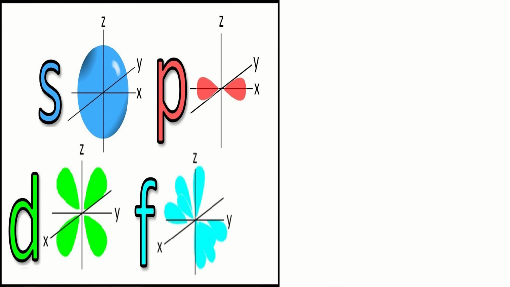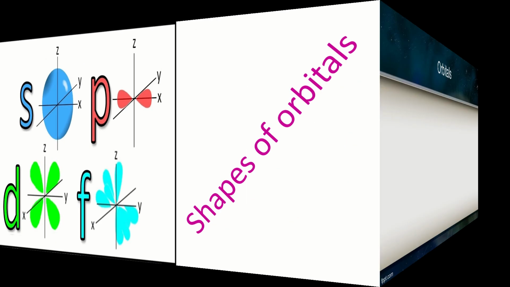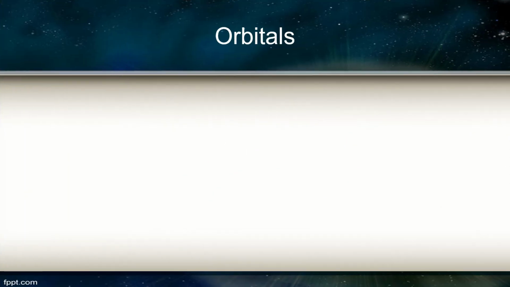By seeing this S, P, D and F, already you have understood our today's topic. Yes, students, today our topic is shapes of orbitals. Already you know about orbitals. Orbitals are the specific region around the nucleus where the probability of finding an electron is maximum.